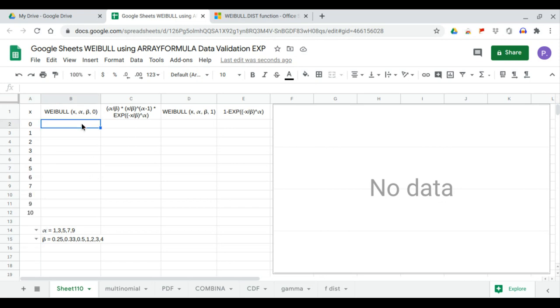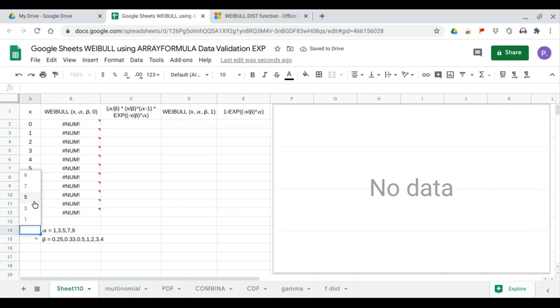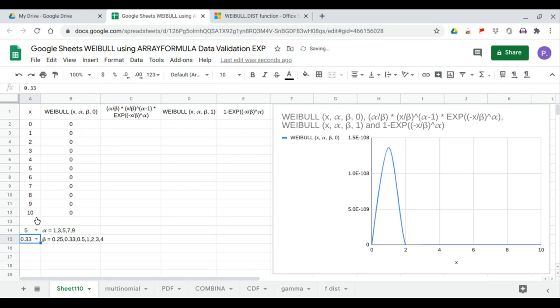Now we can use the array formula to generate the dataset. Array formula, WEIBULL of the x values from 1 to 10, our value of alpha, our value of beta, and 0 because it's a probability density function. We choose the value of alpha as 5, and we use 0.3. So here's the trend line of this Weibull function.